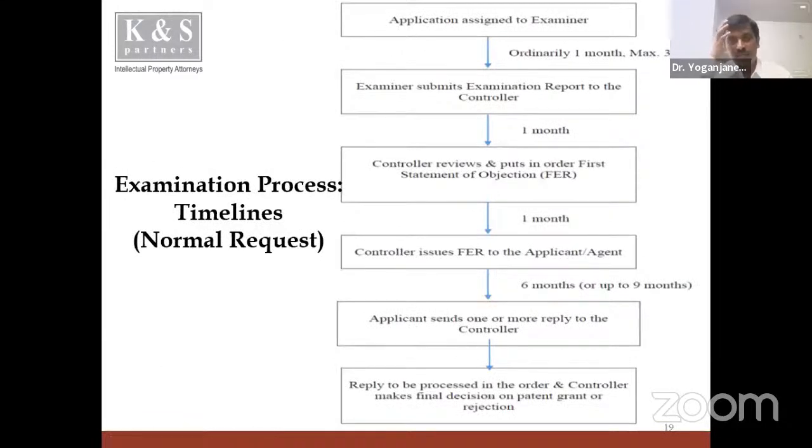So this is the examination procedure, how it happens at the patent office. After filing for examination, within 1 month, the examiner takes the application up for conducting examination. So the examiner submits his report to the controller, who is actually supervising the examiners. That controller within 1 month issues the first examination report, which is also called FER. And within 6 months from the date of receipt of the first examination report, an applicant needs to provide his response rebutting the objections raised in the first examination report.